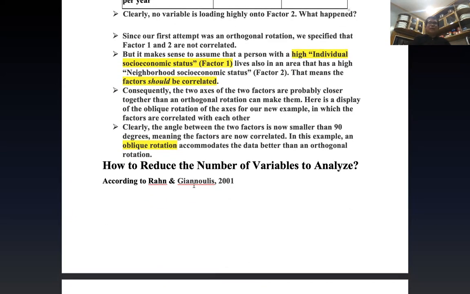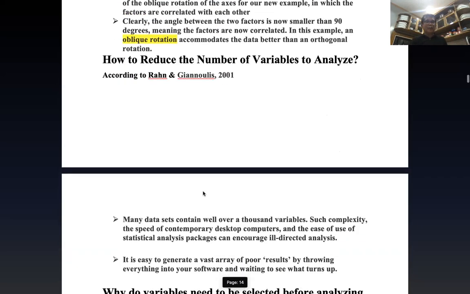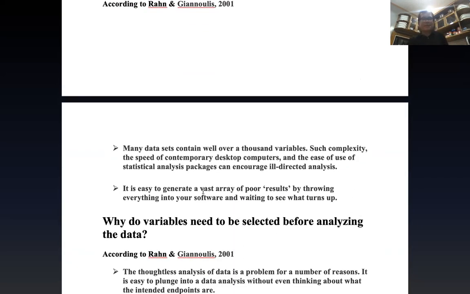So how to reduce the number of variables to analyze? According to Rahn and Giannoli's paper, way back in 2001, many data sets contain well over 1,000 variables. Such complexity, the speed of contemporary desktop computers, and the ease of use of statistical analysis packages can encourage ill-directed analysis. It is easy to generate a vast array of poor results by throwing everything into your software and waiting to see what turns up.